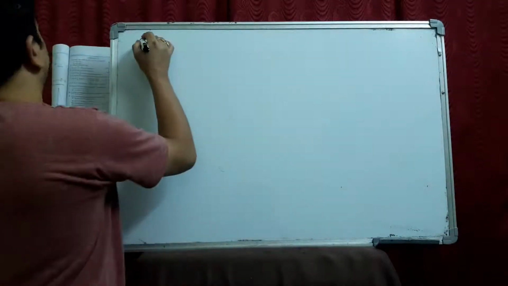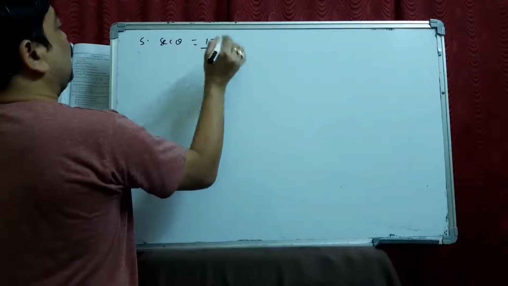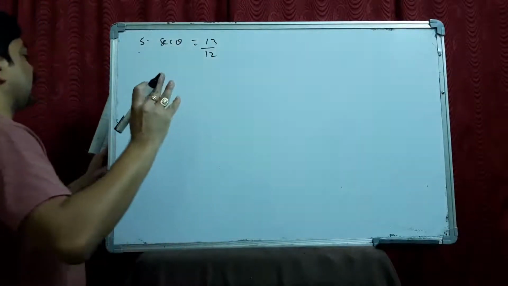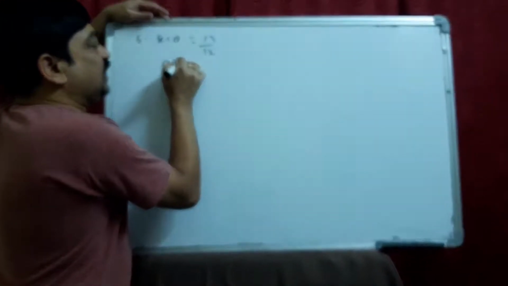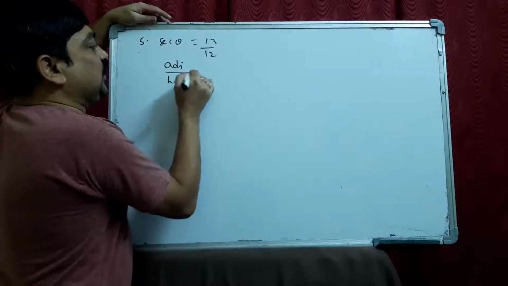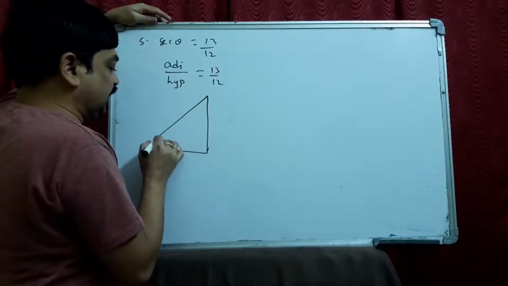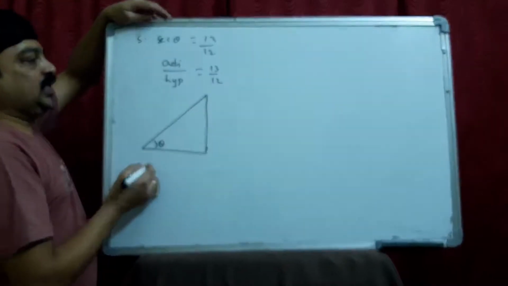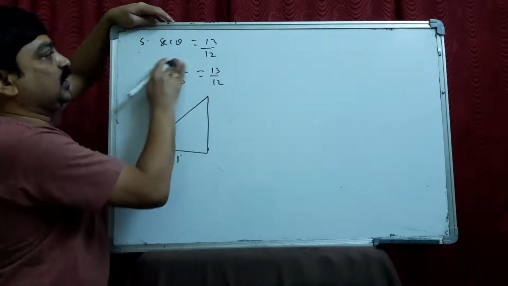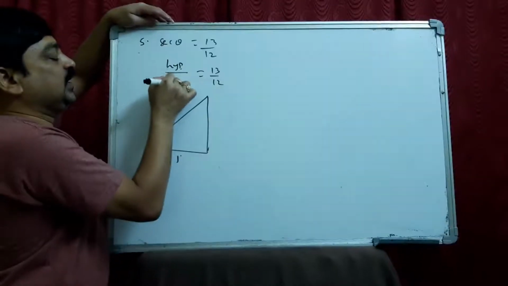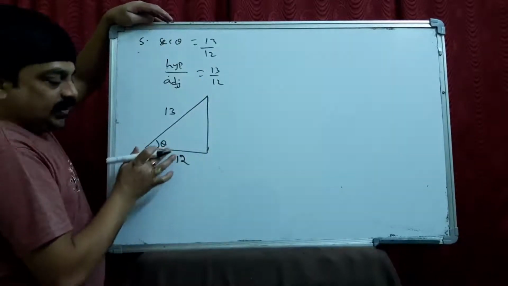See the fifth problem. Secant theta is equal to 13 by 12. You are asked to find out all the rest of the trigonometric ratios. Okay? We take secant theta. So let us take a triangle. Let us take theta here. Sorry, secant is hypotenuse by adjacent. Hypotenuse is this, 13. Adjacent to theta, I took theta here, 12.